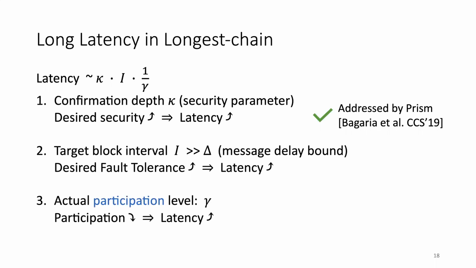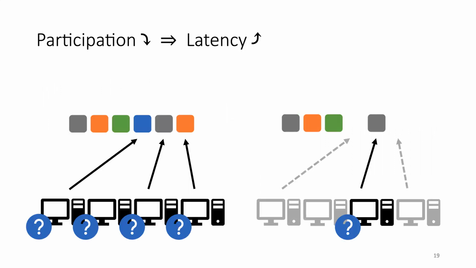And lastly, we have another parameter called gamma that I use to denote the actual participation. What I meant was that when we say Bitcoin should produce one block every 10 minutes, that assumes a certain level of total hash rate. If suddenly half of the nodes, or even more dramatically 80% of the nodes, left, then you will not be able to sustain that 10-minute block interval.